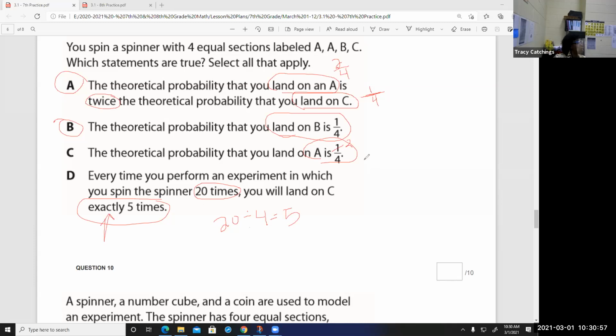Exactly. So they're saying Kennedy is going to do that experiment. She's going to get C 5 times. Can I say that? No. The one thing that messed it up was the word exactly. If they would have said about 5 times, then yeah, we could have gone with that.